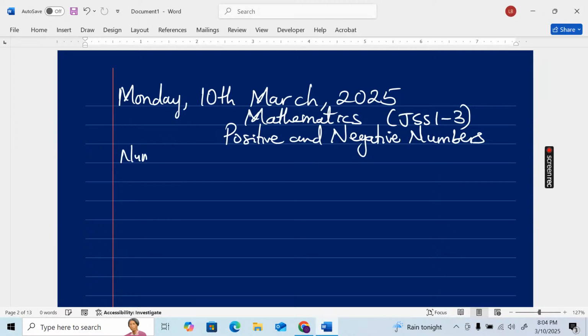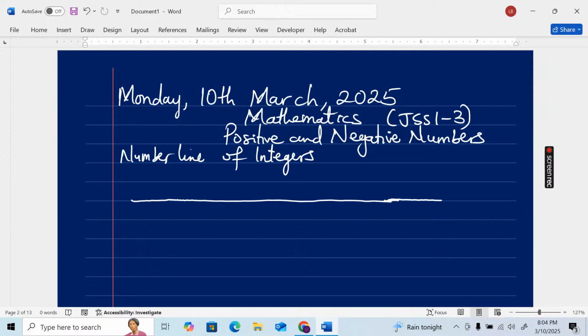We call it the number line of integers. Now, a number line can either be horizontal or vertical. It is a line of numbers. I'm already having it drawn on my screen. A number line is a line for integers. Integers are also numbers. And on this number line, we have both positive and negative numbers.